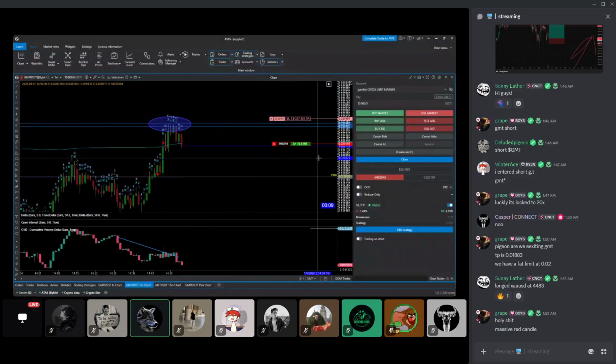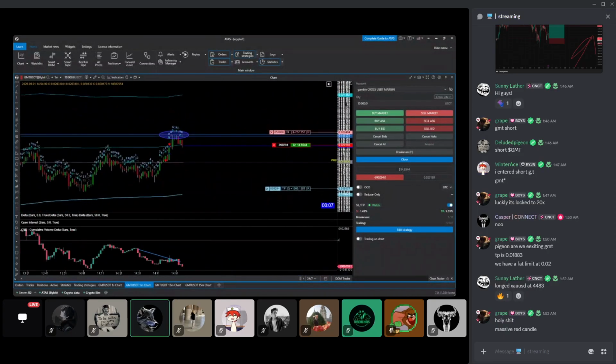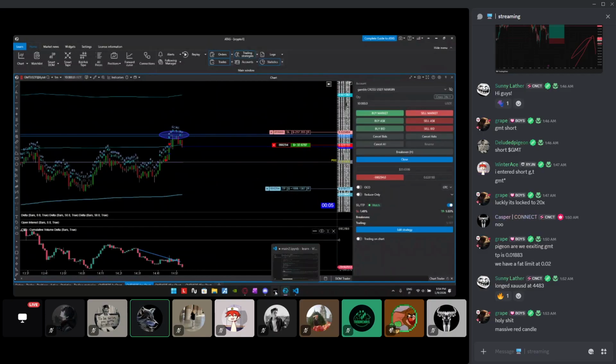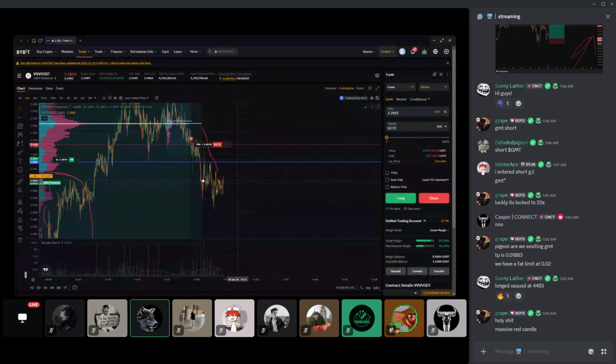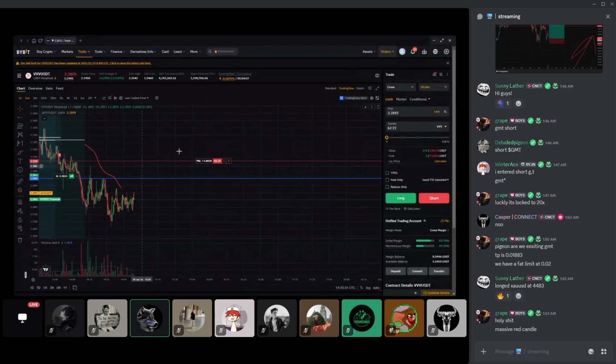Now we're up on GMT $20. Let's see if we hit this $1,000 gain. I can't enter on the challenge account because it's reporting this. I'm closing VVV. This is not looking like a good short anymore in a bit.